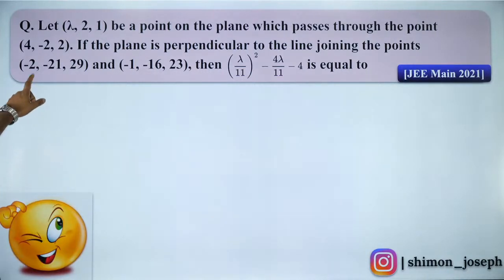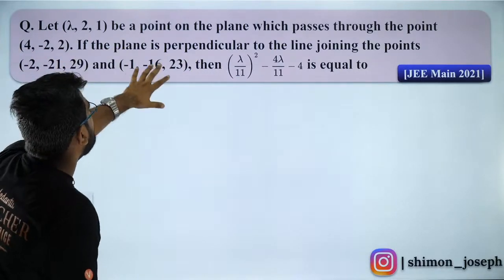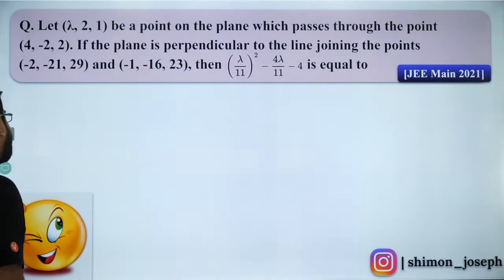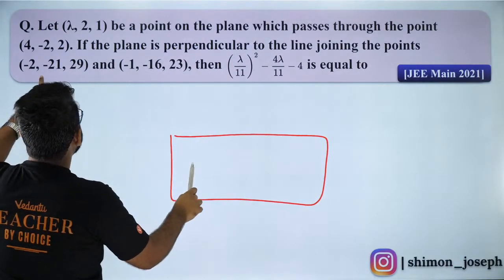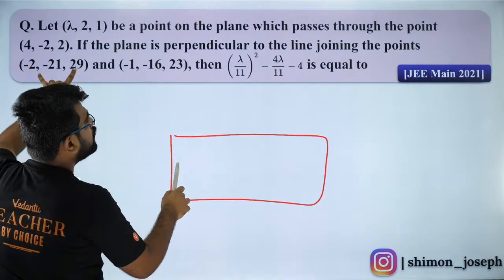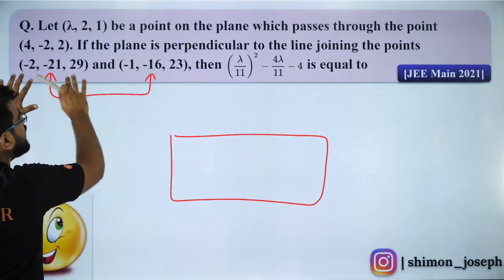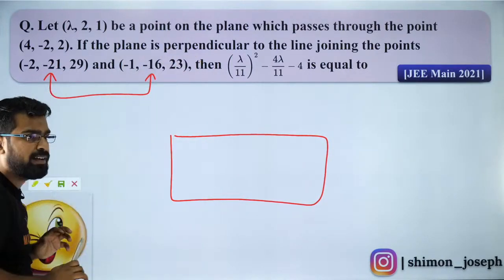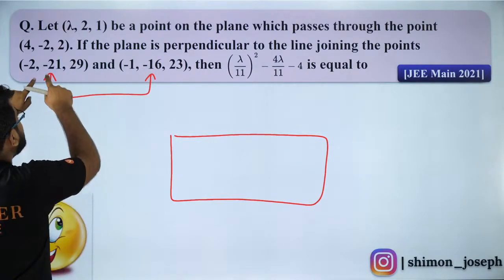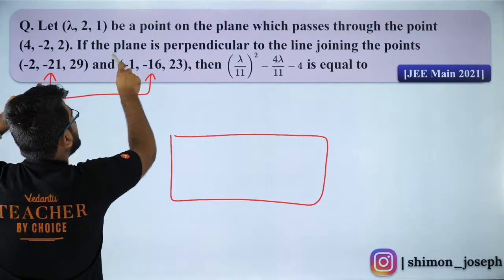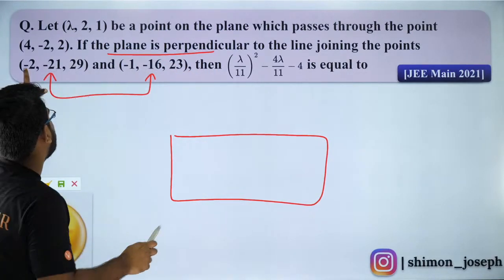So we have (lambda, 2, 1) be a point on the plane which passes through this, if the plane is perpendicular to the line joining these two points. This is a very nice question, guys. So the plane is perpendicular to the line joining these 2 points. Can I say the line joining these 2 points will be the normal to this plane? Isn't it fantastic? Listen carefully. Did you all understand that? Yes or no?